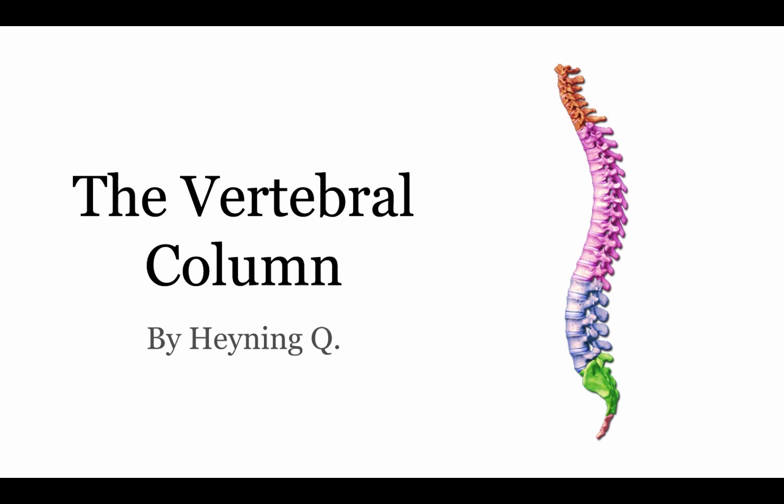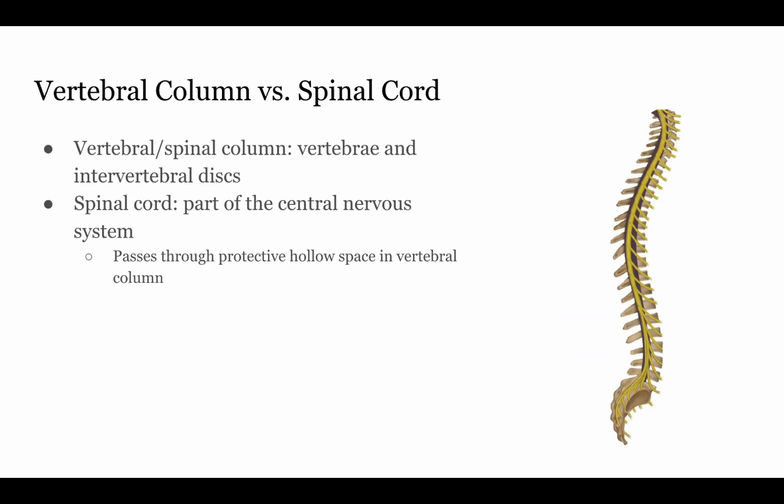Today, we'll be learning about the anatomy of the vertebral column. So the vertebral column and the spinal cord are two structures that might be mistaken for one another, and it's important to know the difference. The vertebral column, otherwise known as the spinal column, consists of the vertebrae and the intervertebral discs that comprise it, whereas the spinal cord, which is a completely separate structure, is actually a part of the central nervous system.